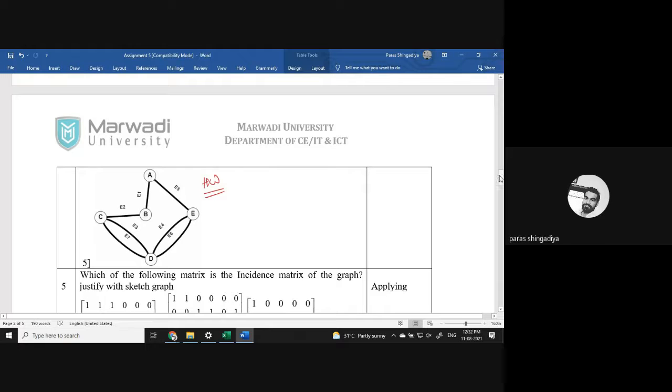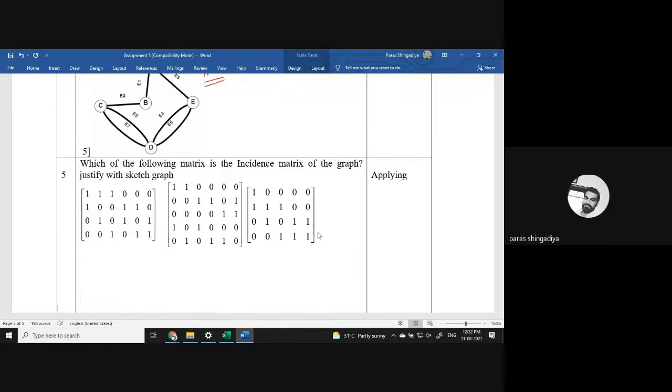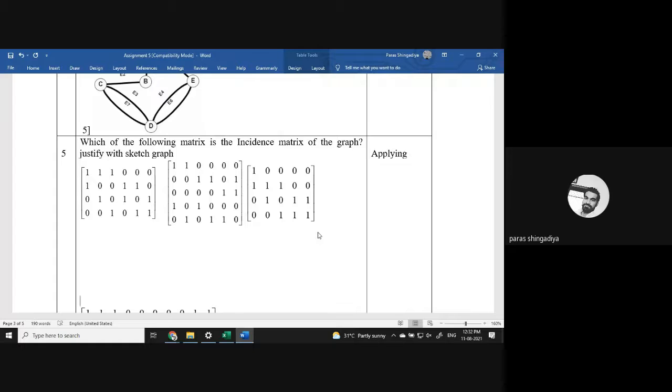Now the next question is question number 5. In that, the incidence matrix is given, and we'll derive its graph. Okay, we'll draw its sketch. First we'll verify the incidence matrix. Which of the following matrices is an incidence matrix, and then justify with the sketch. So how can we verify whether the given matrix is an incidence matrix or not? What are the conditions to verify that?